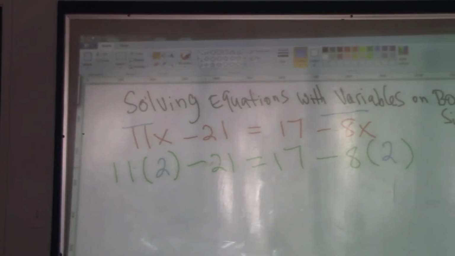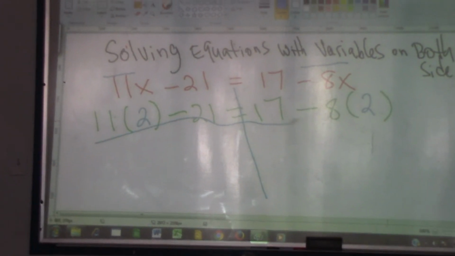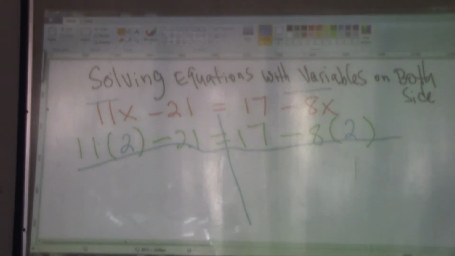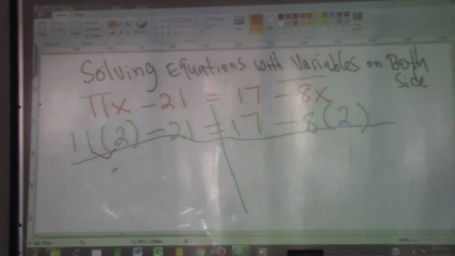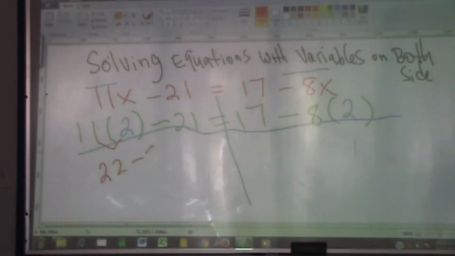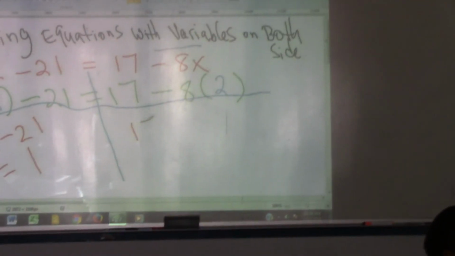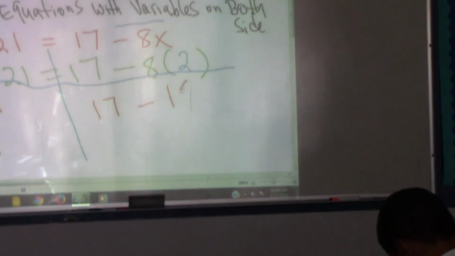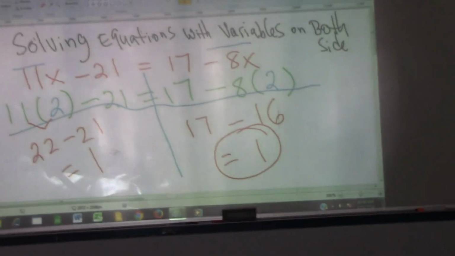Now the next thing we're going to do, this is just how I do it, I separate these two, and both sides have to equal the same number when I do my math here. Okay, so the first thing we want to do is multiply 11 times 2. What is 11 times 2, class? 22. So we have 22 minus 21, which will be equal to what? 1. Look on the other side, we have 17 minus, what is negative 8 times 2? 16. And 17 minus 16 is what? 1. So are both of these the same? Yes. It's checked out, so we know our answer is correct.